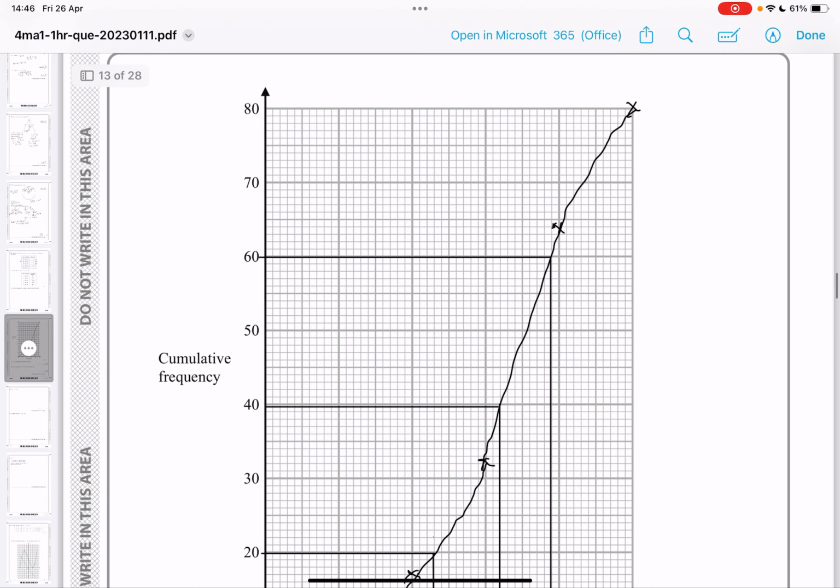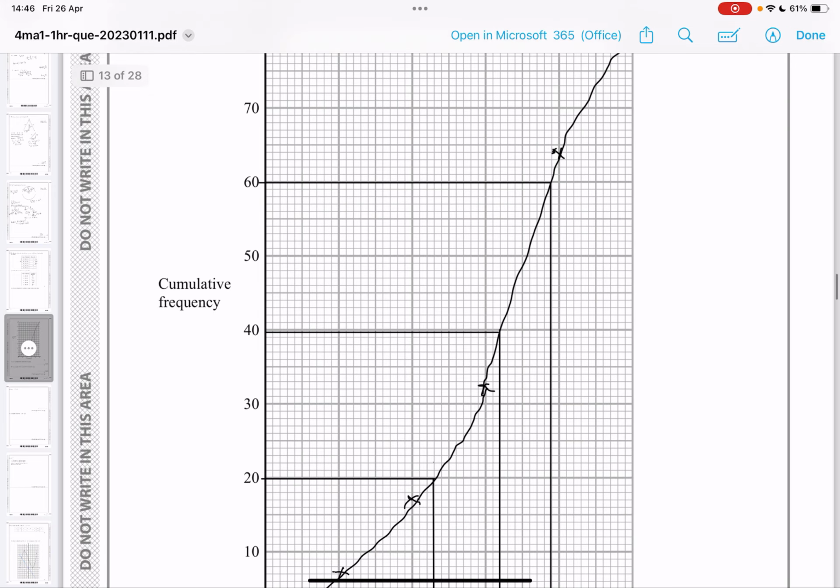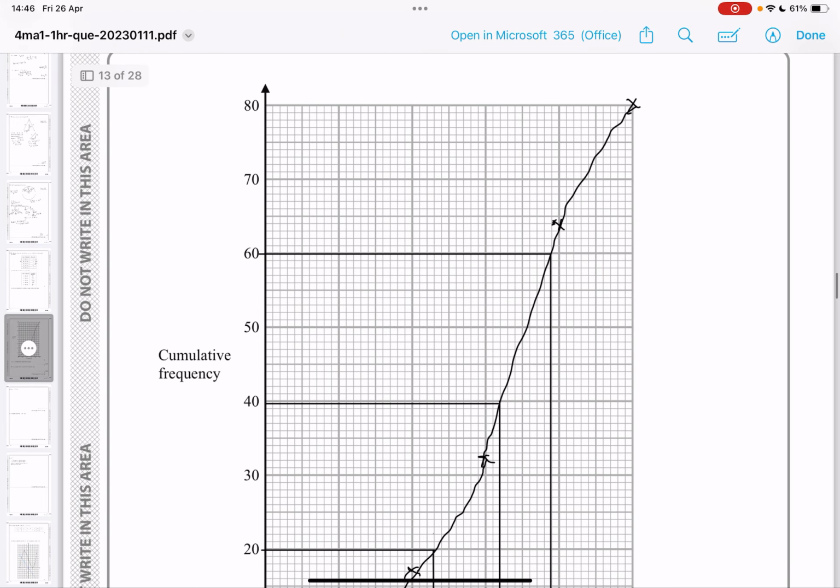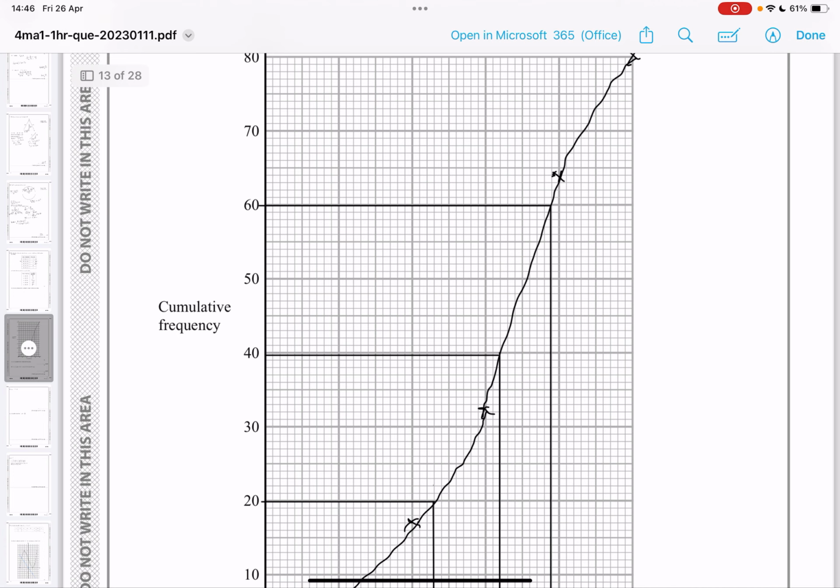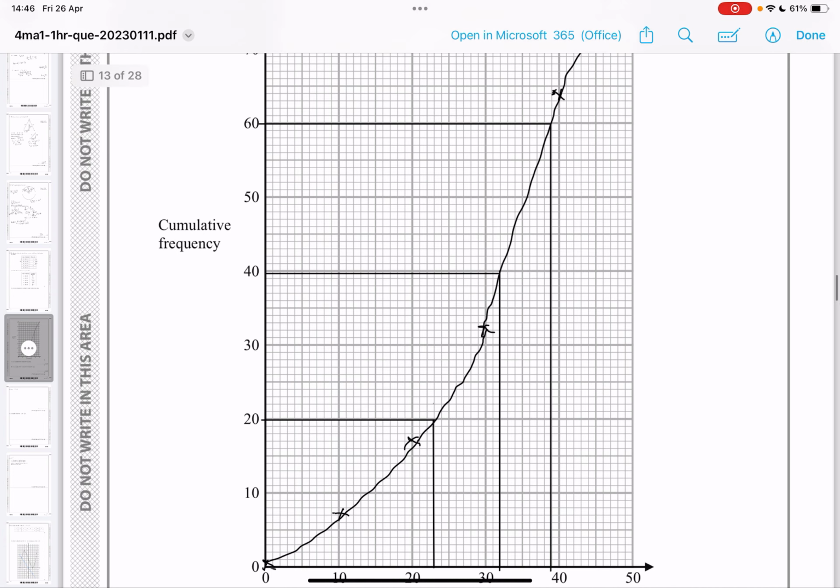Now you have to make sure that your curve is very smooth and use a sharp pencil. And because I'm doing it on my iPad, it's really hard to get a smooth curve, so it's quite jagged. But make sure in the real thing you do a smooth, very smooth curve, okay?